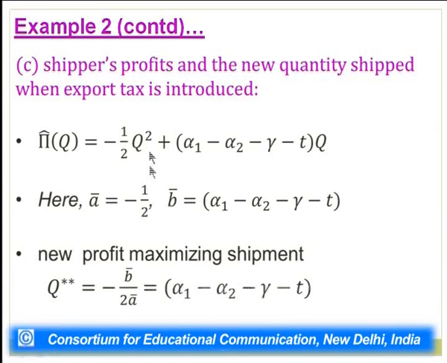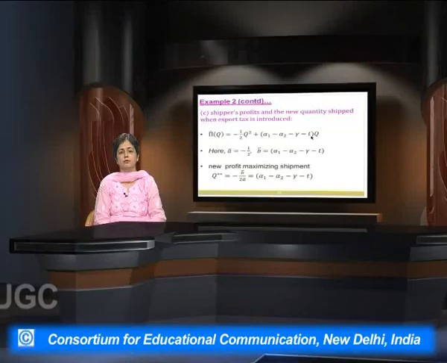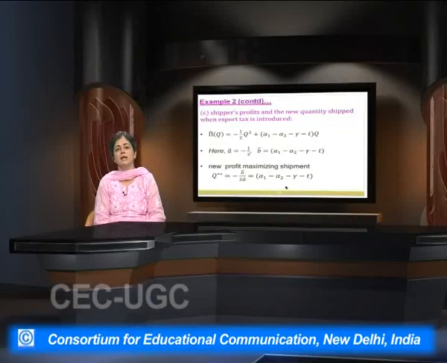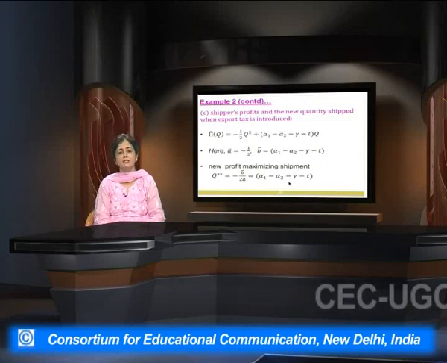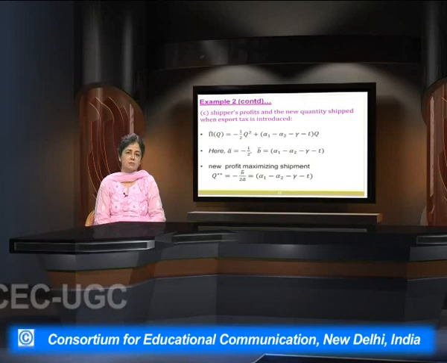because the coefficient of Q square is negative, and the max occurs at Q double star equal to minus of, in the numerator, the expression here, which is the coefficient of Q, and in the denominator again you will have 2 times minus half, which is minus 1. The minus signs will get cancelled, and the optimum quantity is alpha 1 minus alpha 2 minus gamma minus T.